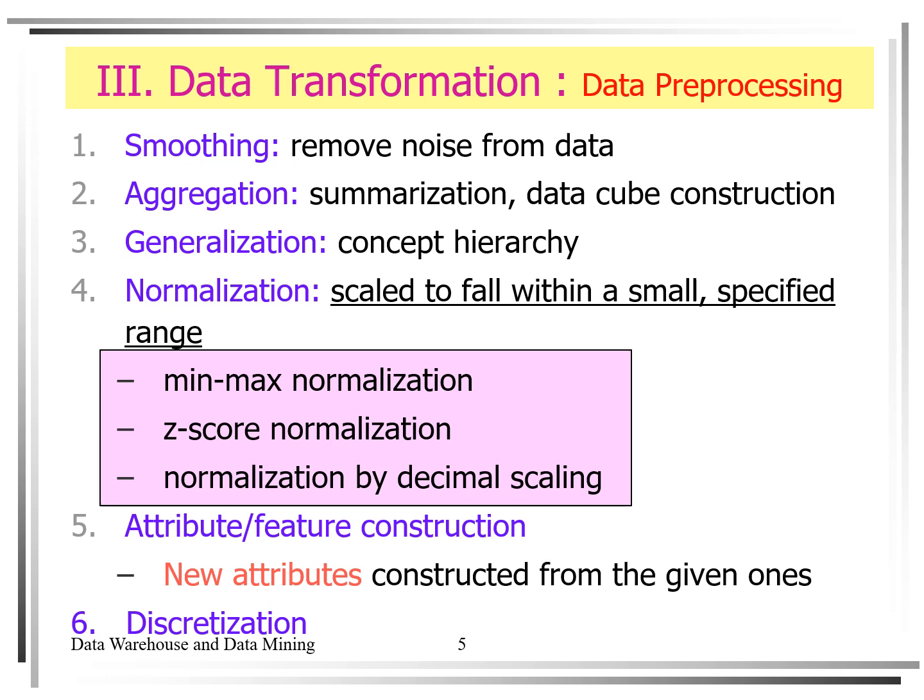The third step in data preprocessing is data transformation. Data transformation includes smoothing, aggregation, generalization, normalization, attribute or feature construction, and discretization.